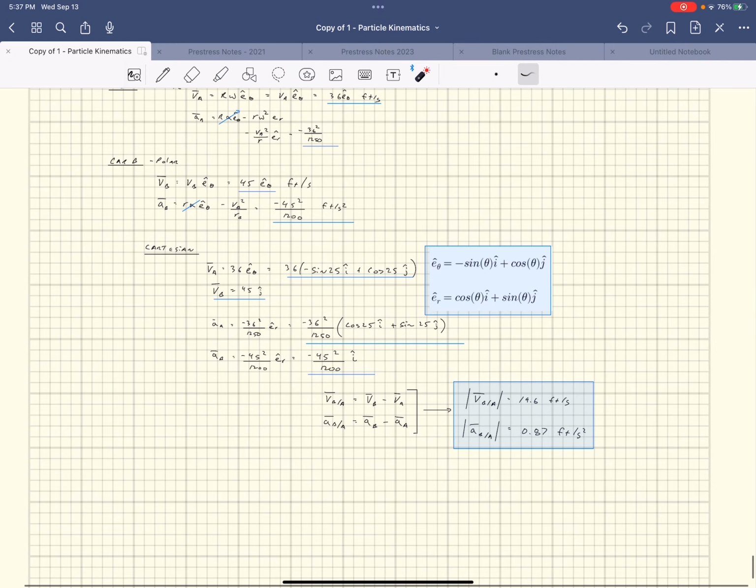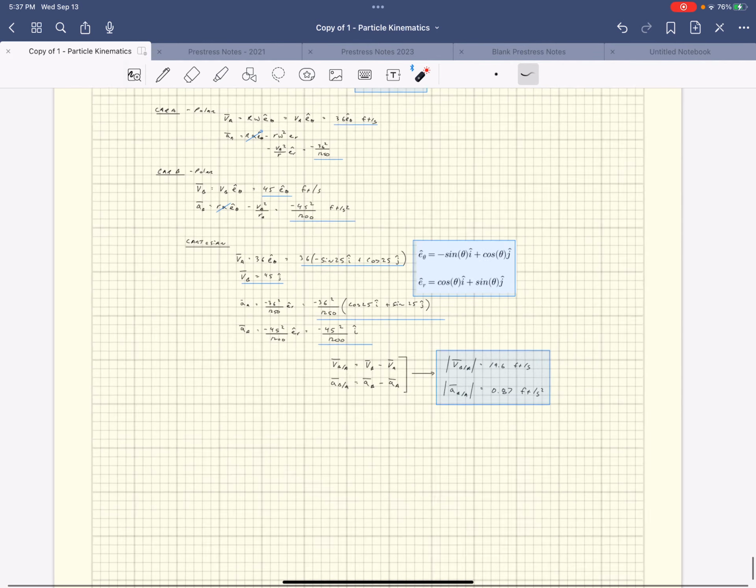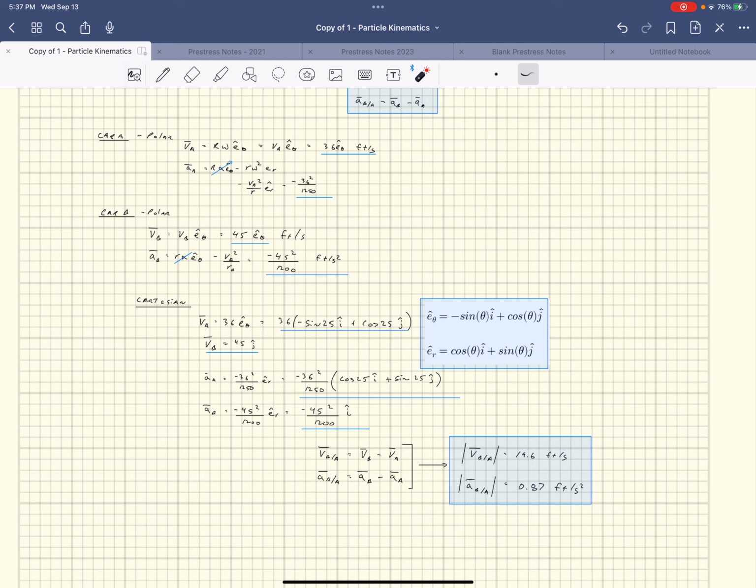Okay, that is relative motion. That is kinematics of particles. The next step is we're going to move on to kinetics. So next time you have class, bring in the new set of notes, and we'll go from there.